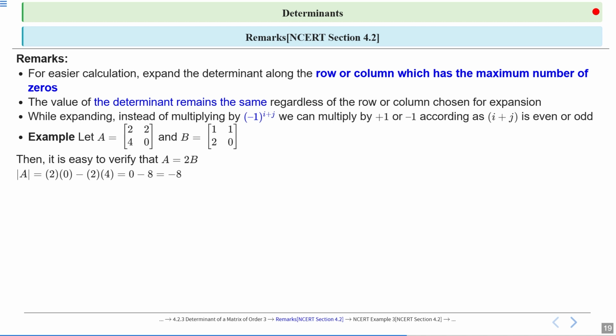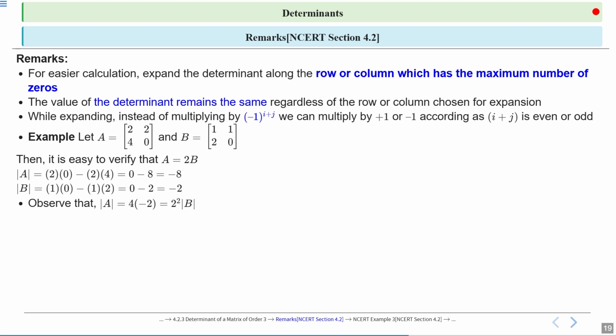So if we find the determinant of A, just multiply the diagonal elements minus the product of the off-diagonal elements. So for determinant of A, we multiply 2 into 0 minus 2 into 4. So we get 0 minus 8, that is minus 8. Determinant of B is 1 into 0 minus 1 into 2. So 0 minus 2, that is minus 2. Okay? Okay.